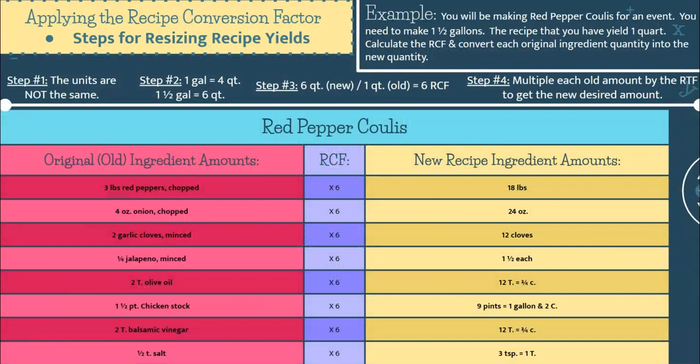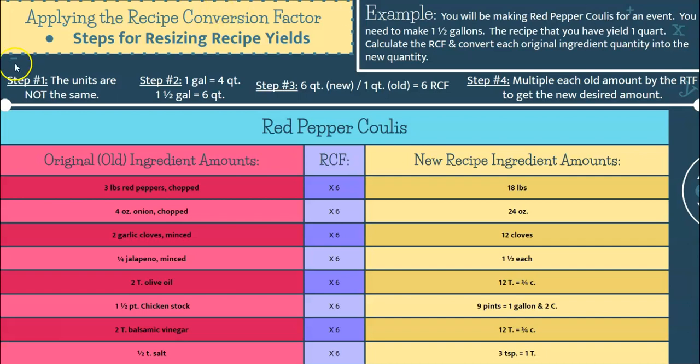All right, here is an example where we are making red pepper coulis for an event. You need to make 1.5 gallons. The recipe that you have yields 1 quart. You're going to calculate the recipe conversion factor and convert each original ingredient quantity into the new quantity.